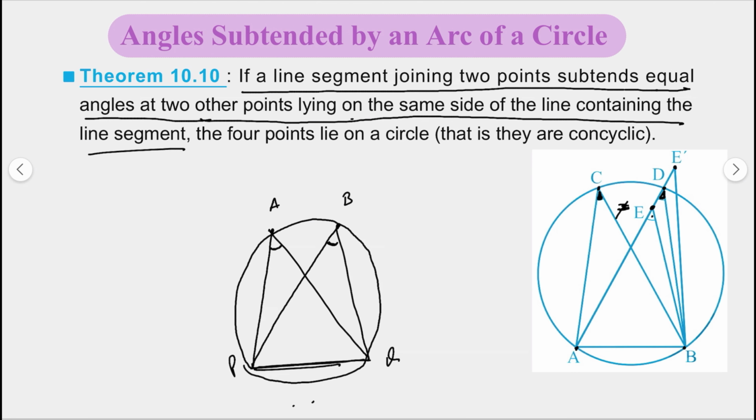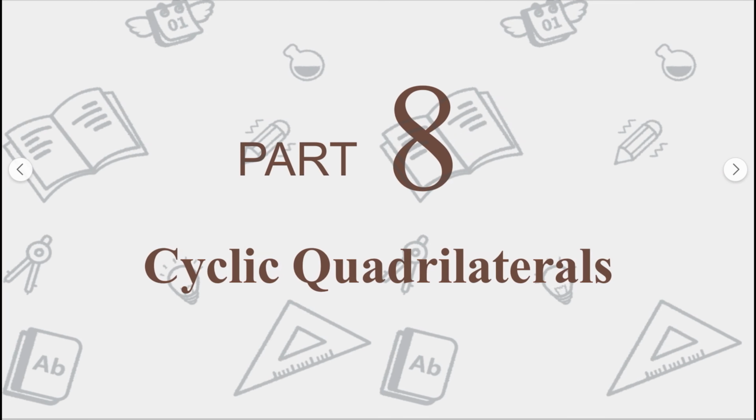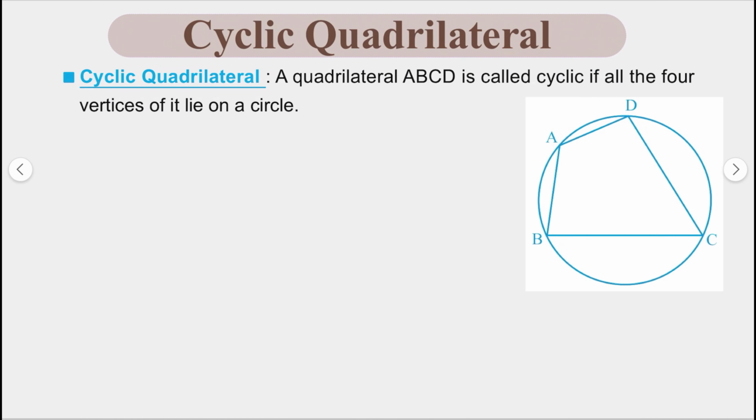Okay, now next we have this part number 8, which is cyclic quadrilateral. Okay, this is also a very important topic. First we have to understand what a cyclic quadrilateral is. A quadrilateral ABCD is called cyclic if all the 4 vertices of it lie on the circle. Okay, if we have a quadrilateral, let's say this ABCD, if all the 4 vertices of this ABCD are lying on the circle, then it will be called a cyclic quadrilateral.